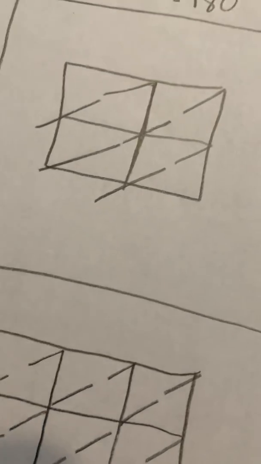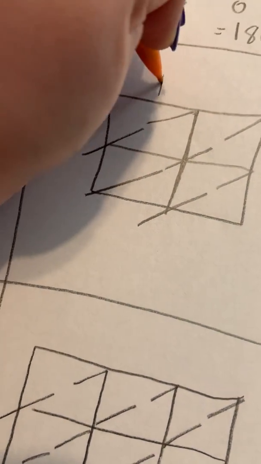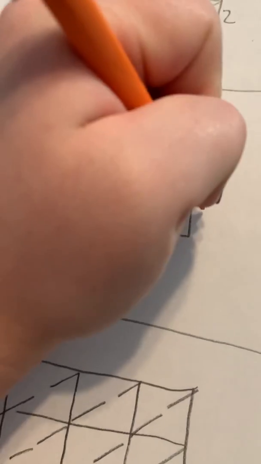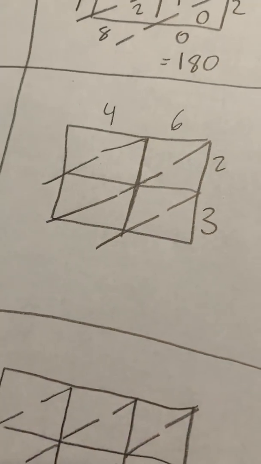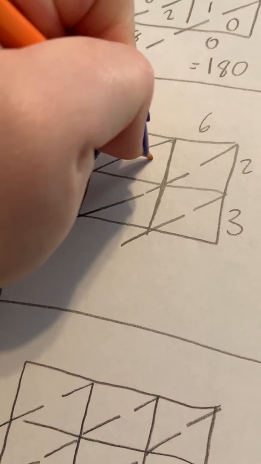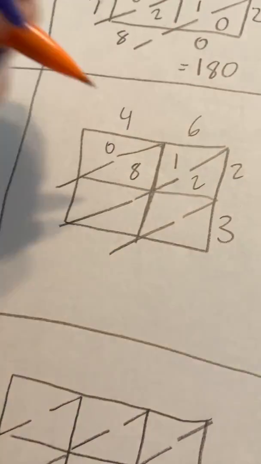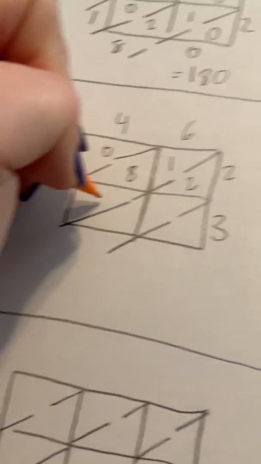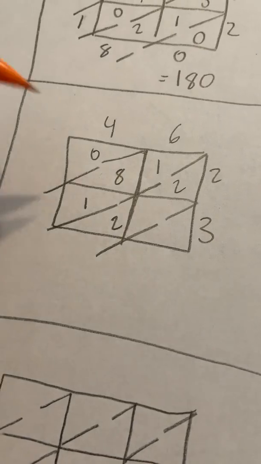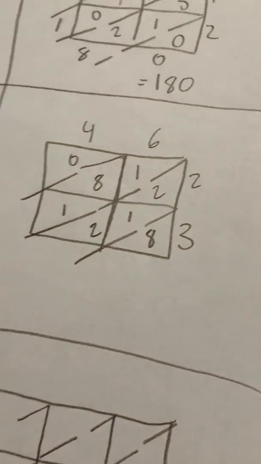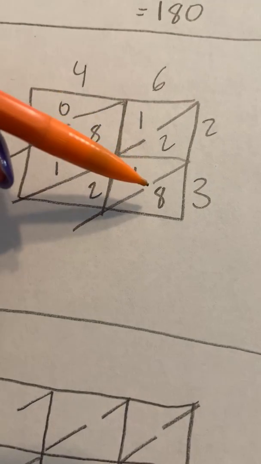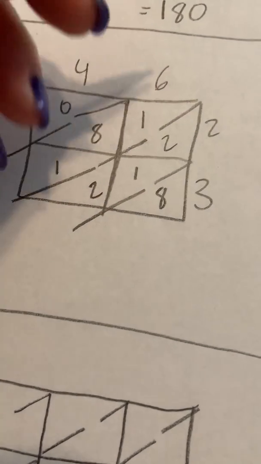So for the lattice, what we want to do is 46 and then 23. All right, so we're going to multiply them together. So 8, 12, 12 again, and then 18. And then now we're going to do what we did earlier and add them together in their little sections.